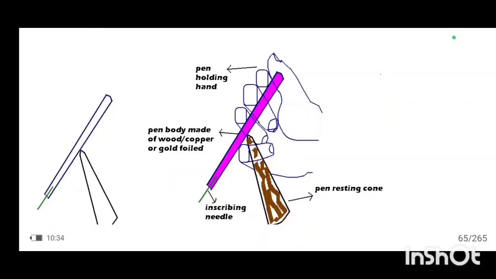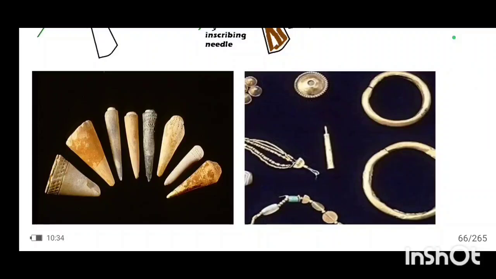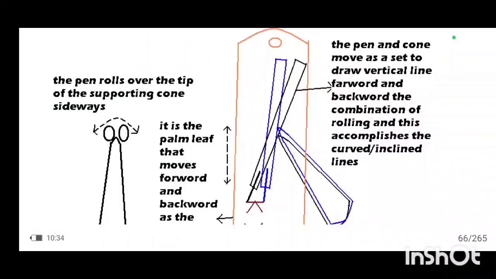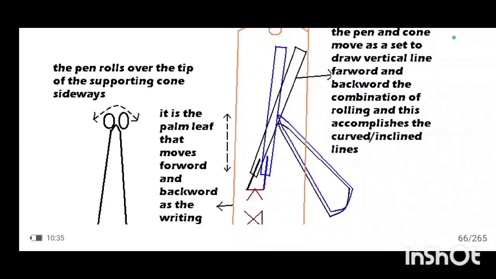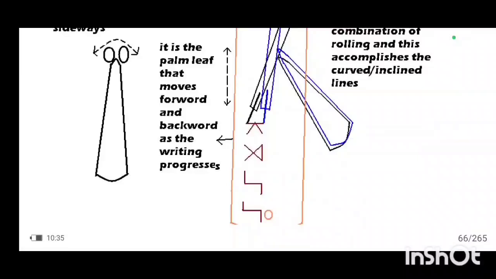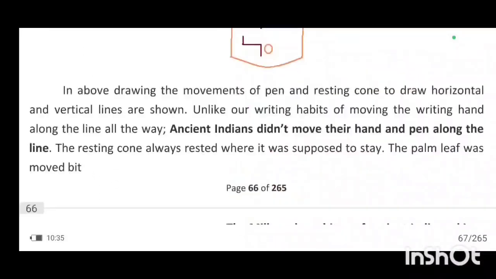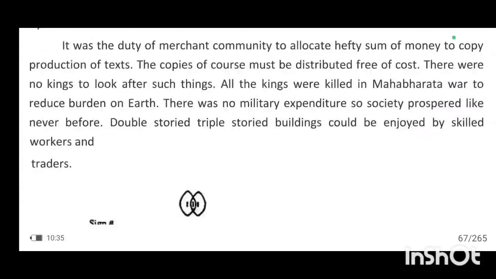The pen assembly. You can see how the cone part and stylus part are held in fist, making a fast way of writing. The cones found by Sir Mark Kenoyer at Harappa, and stylus among the jewelry. This is how the pen works. Forward movement, sideways movement produces Brahmi letters on palm leaf, bark, or any other writing material.